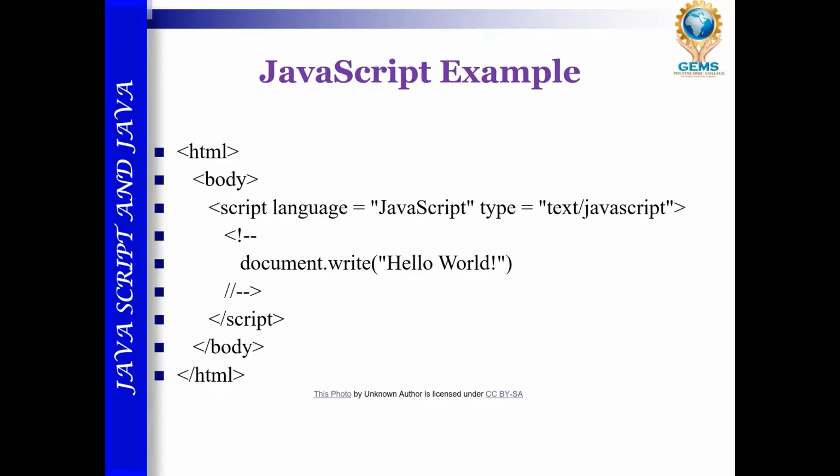Example for JavaScript. The entire JavaScript is within two things: script opening and script closing. So here the HTML body and body close, HTML close, and in between is JavaScript. This is called a scripting language. A script tag will again close that script. We have an opening tag and a closing tag. Again, HTML open tag and HTML closing tag.